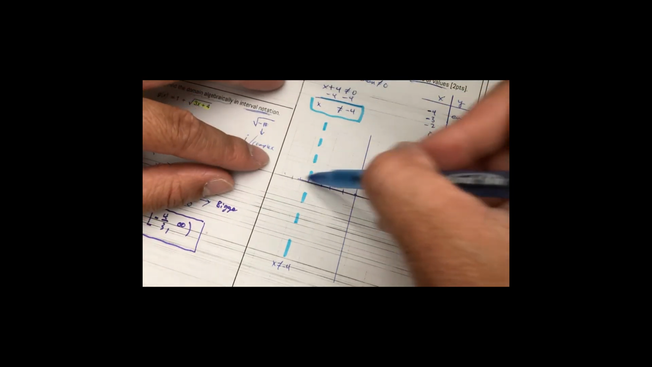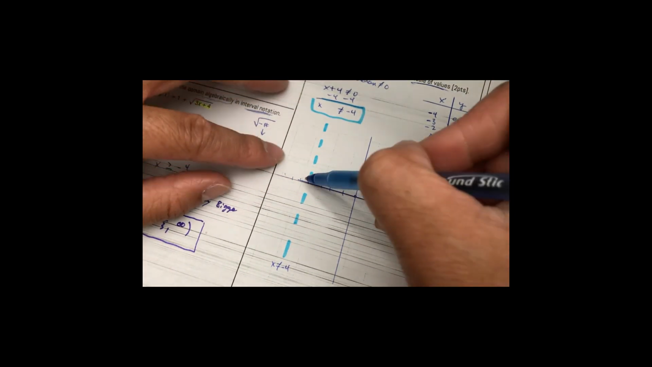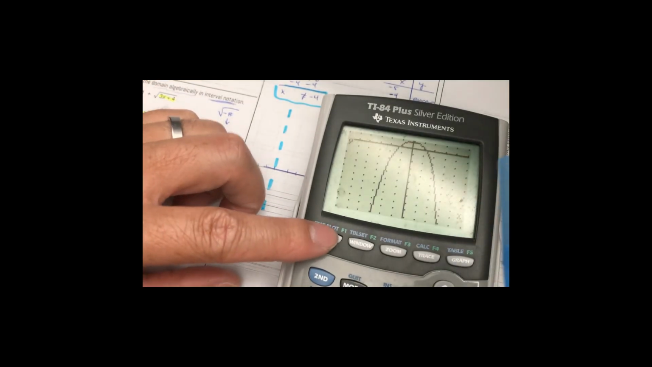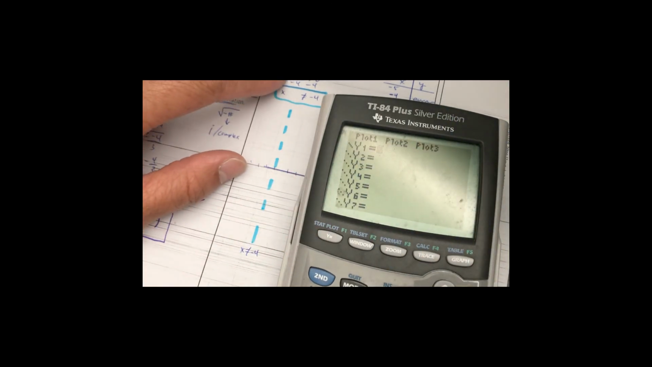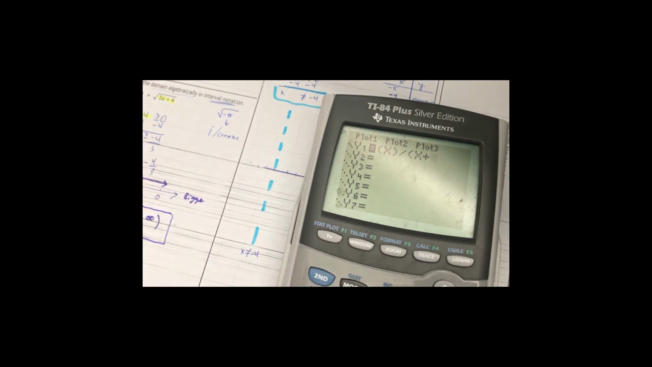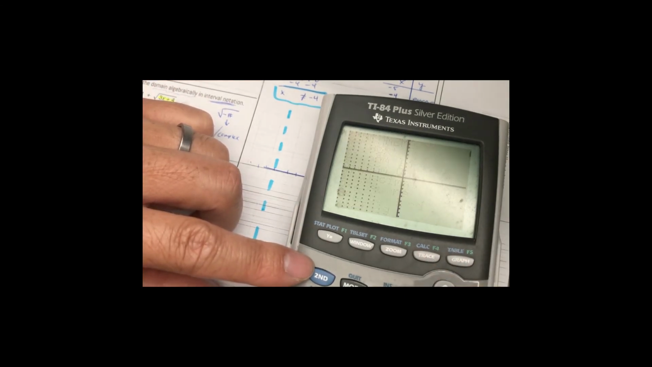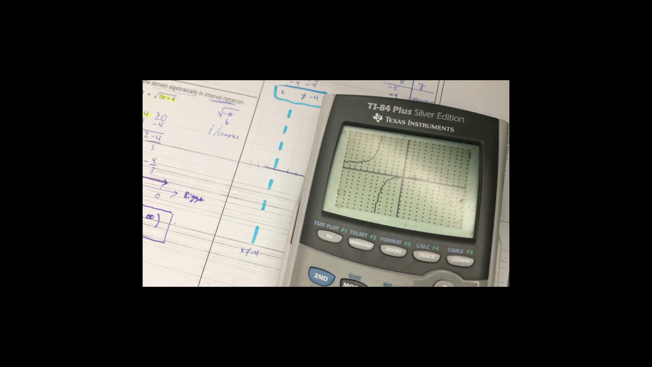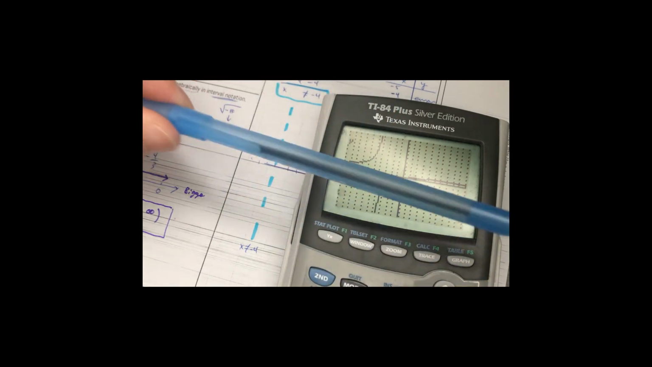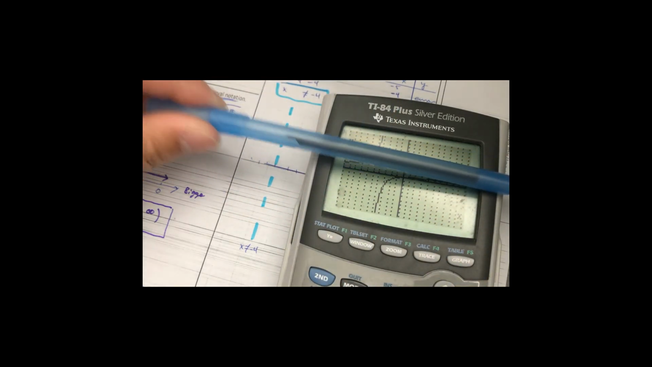But basically we picked some numbers, -4, -3, to the right of it and to the left. So that would be -5 and -6. And then you can just punch it into your calculator. Make sure you're putting extra sets of parentheses. So I have x divided by x plus 4. And then I'm going to go zoom 6. And there you can see your vertical asymptote. Then later this week we'll learn about the horizontal asymptotes.